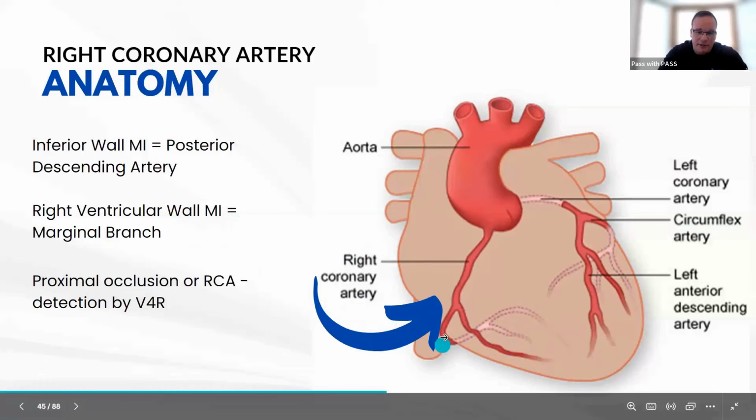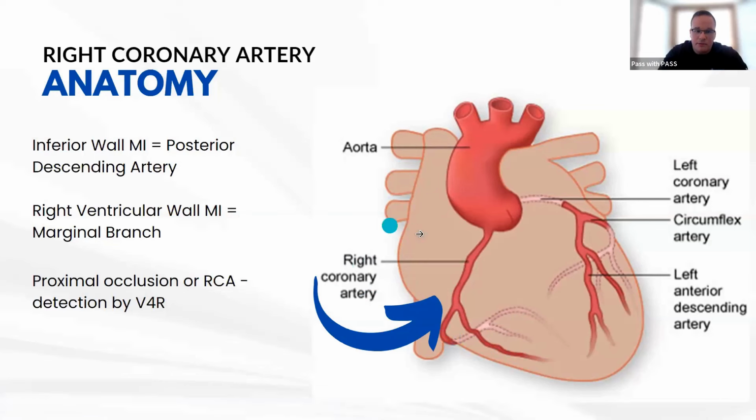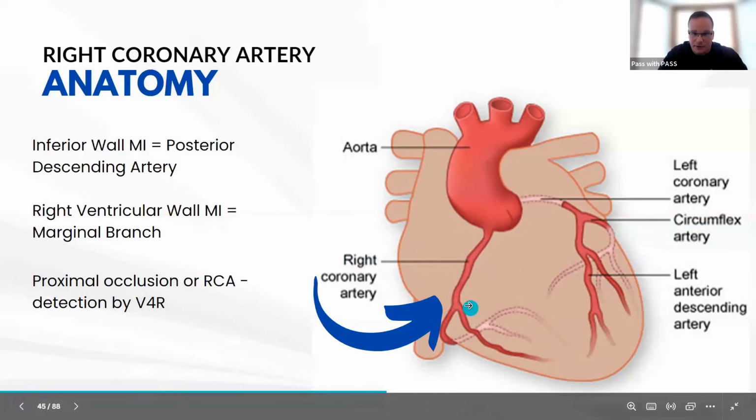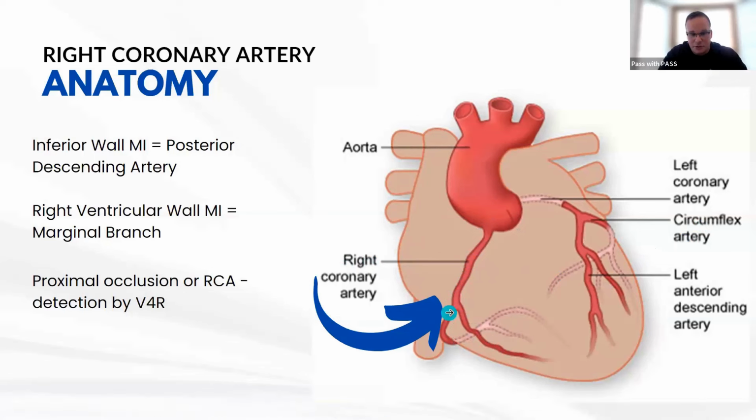If I have, again, an inferior wall MI, so ST elevation in 2, 3, and AVF, we will move V4 over from the left side to the right side, and we will rerun our 12 lead. The reason we're doing that is we are going to see if there's any ST segment elevation in V4R, so a right-sided 12 lead. If there is, that tells me that the occlusion or the clot is proximal in the right main coronary artery. So it's somewhere above the bifurcation of my marginal artery and my posterior descending artery. It's somewhere above that, and it's causing effects downstream.